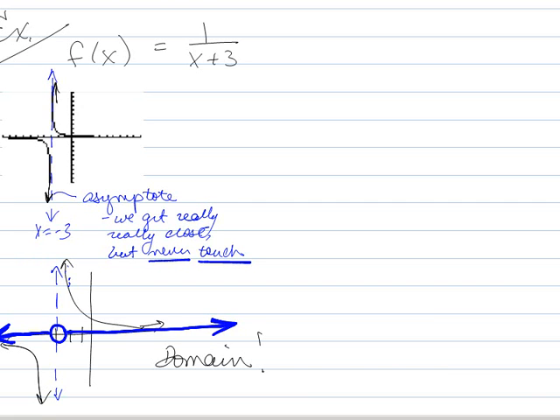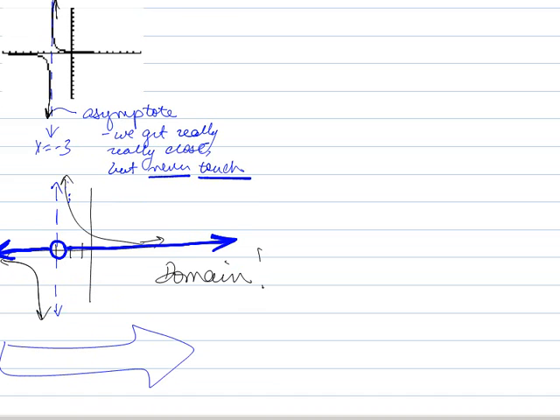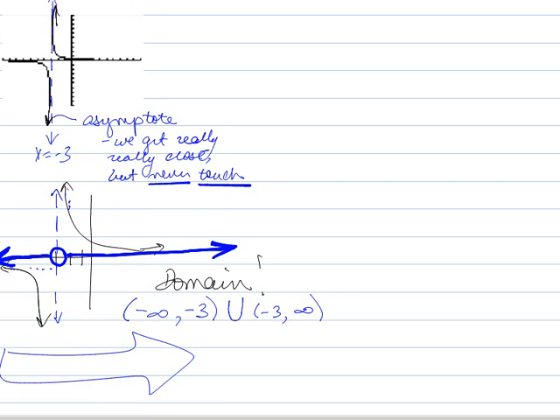Got it? So now if I want to describe my domain, remember, I read my domain from left to right. I start off here at negative infinity, and I go all the way to negative 3. I have a hole at negative 3, so I don't put a bracket. This isn't an equal. It's almost there, but not quite. I'm going to do the union symbol. That's how we combine multiple intervals. So union, and then from negative 3 out to infinity. All right. So the domain for this function is negative infinity to negative 3, union negative 3 to positive infinity. Does that make a reasonable amount of sense?